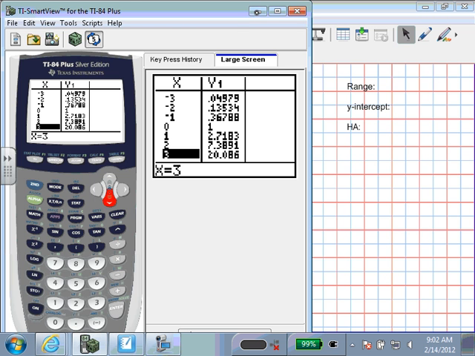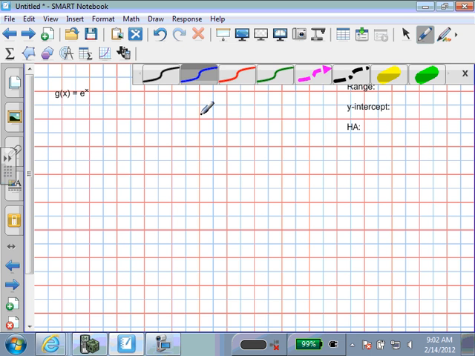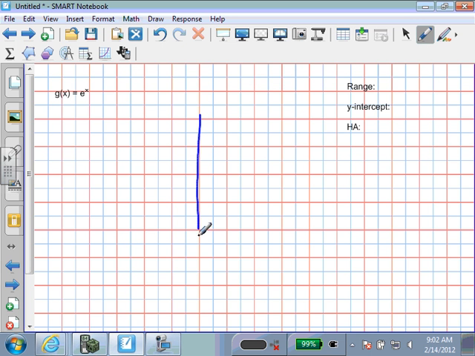But if I were to make a sketch of this, which is about all I really want to do here, what I would notice is that anything to the 0 power is still 1. I'm coming toward a horizontal asymptote over here. I'm doing some growth over here. So my range, 0 to infinity. My y-intercept, 0, 1. My horizontal asymptote, y equals 0.